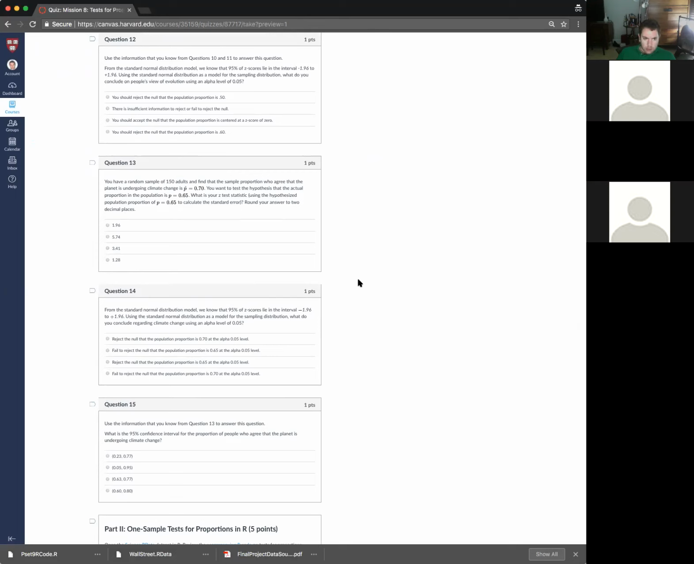So depending on what the answer was to the previous question, question number 13, this is saying that your p hat is 0.7. You want to test the hypothesis that the actual proportion is 0.65. And what is the test statistic? So you'd have to calculate that. But in any case, let's say it's 5.74. If it's 5.74, what will you do?